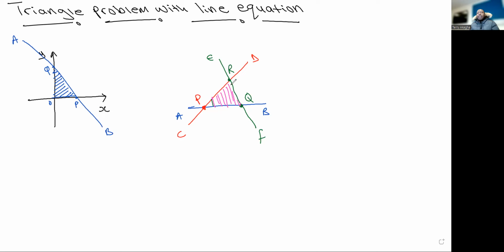So it can come in different ways. It could be a line making a triangle with the axes. It could be two or three lines making a triangle by themselves. But one of the things you need to keep in mind is that all the rules of parallel lines, perpendicular lines, and points of intersection apply here, all right? So all the rules apply here.